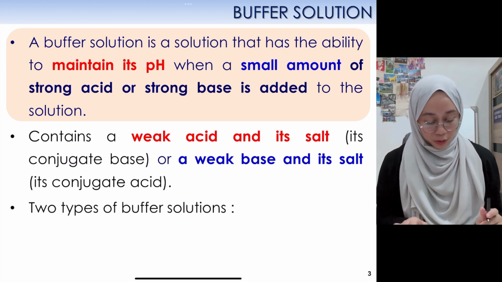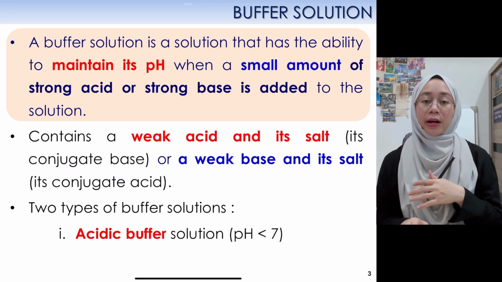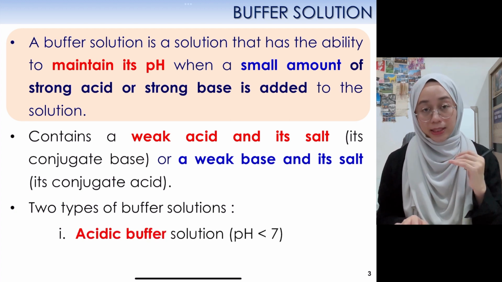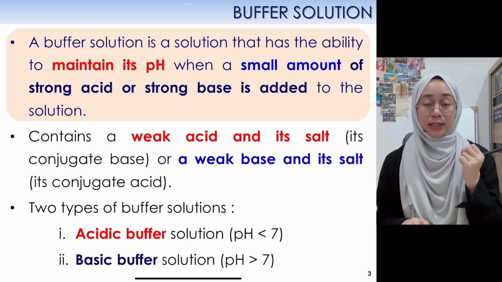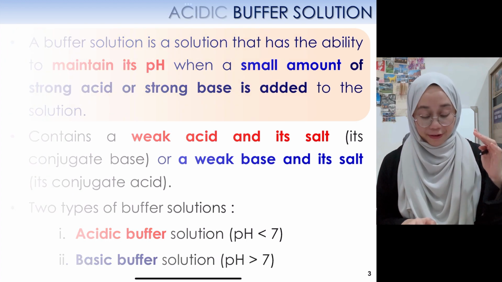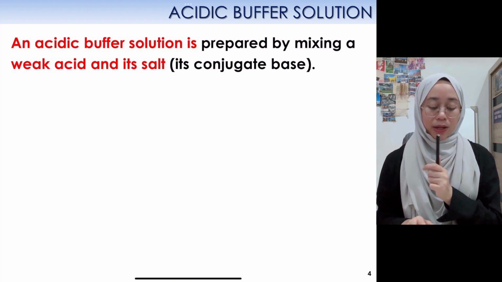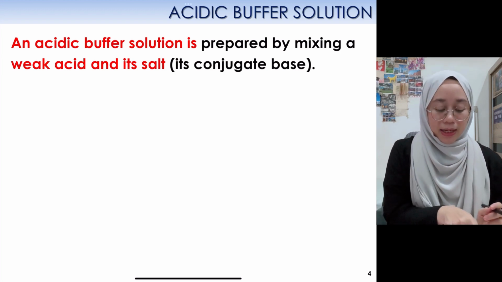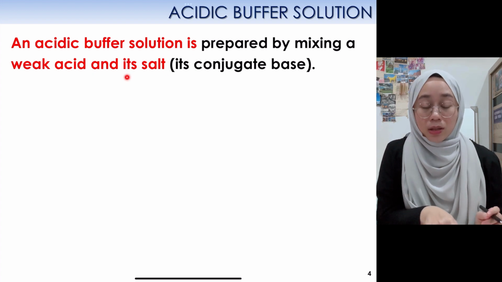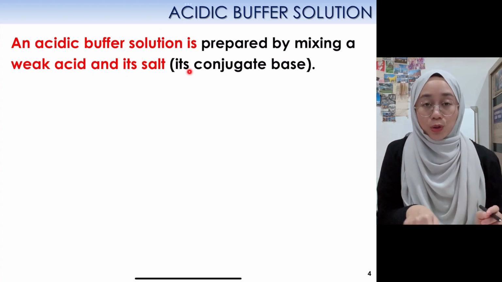Okay, so there are two types. Macam saya cakap tadi, ada acidic whereby the pH of the buffer solution should be less than 7, and then kita ada juga yang basic buffer solution which is more than 7 dia punya pH. Okay, so hari ni kita akan tengok acidic sahaja kelas. So acidic buffer solution is prepared by mixing a weak acid and its salts. So basically salt ni adalah conjugate base sebenarnya.